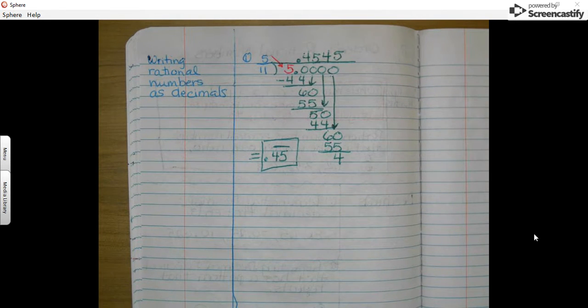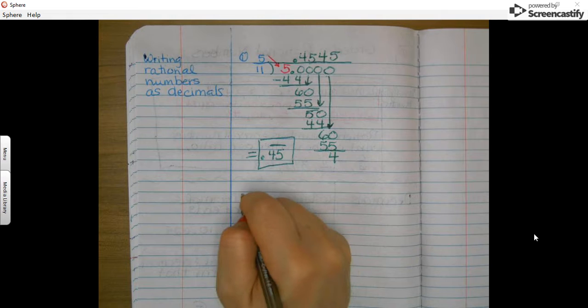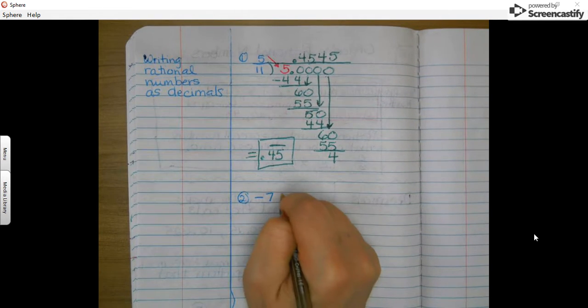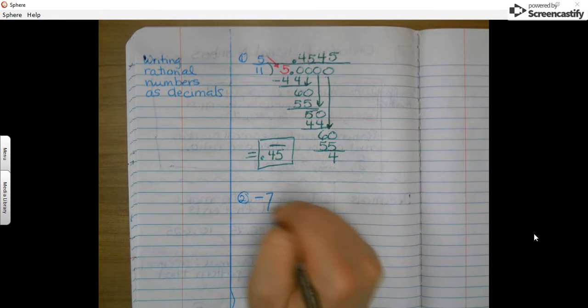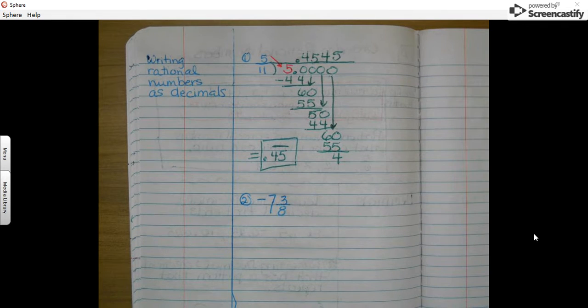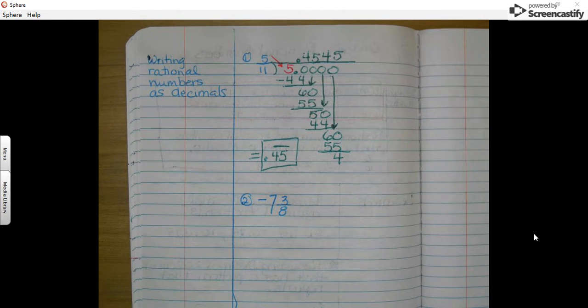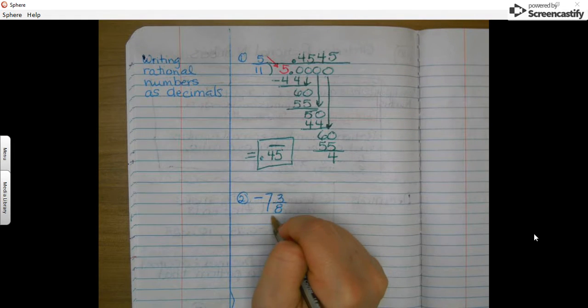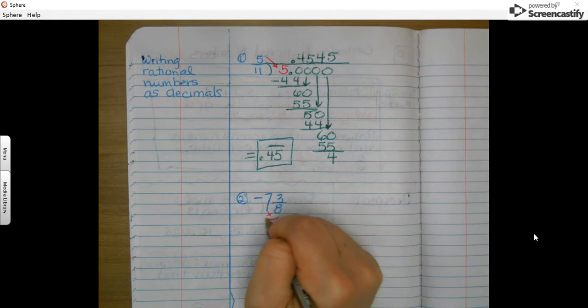So let's do another example. Here I am going to do -7 3/8. So the first thing I need to do is change that mixed number into an improper fraction. So that means I'm going to multiply the 7 times 8.